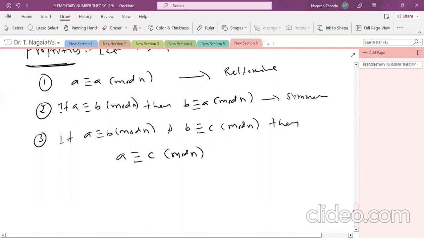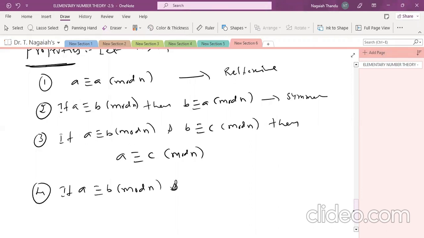Then the fourth property: if A is congruent to B modulo n, and I'm taking another one, C is congruent to D modulo n. These are the 2 results: A is congruent to B modulo n, C is congruent to D modulo n.